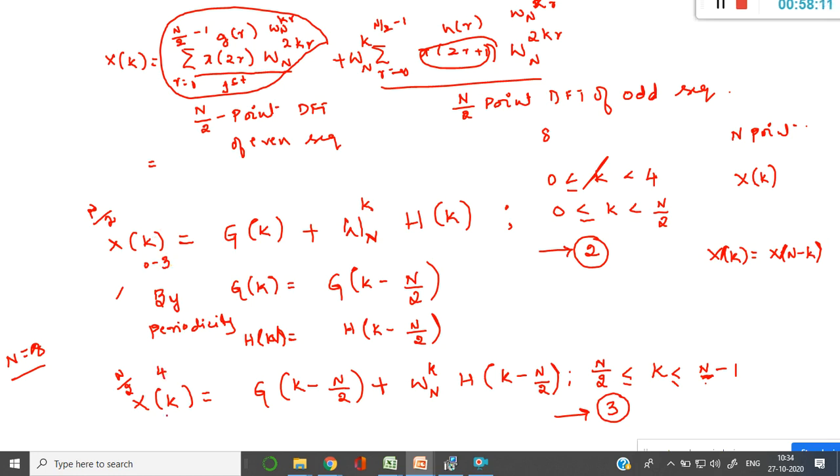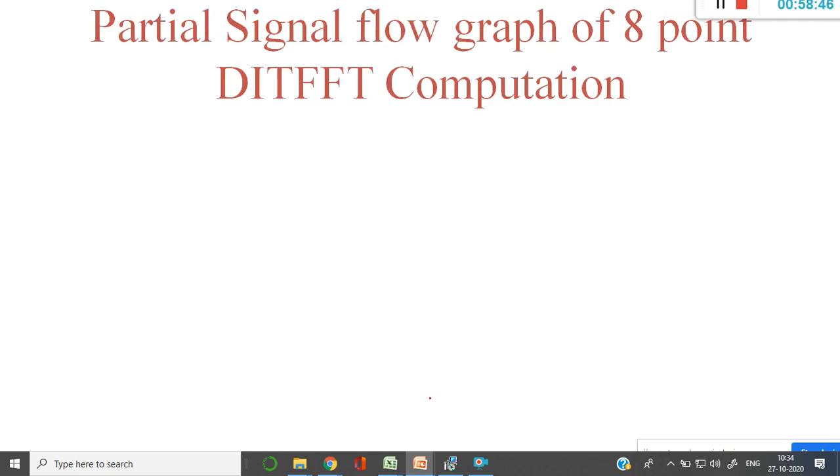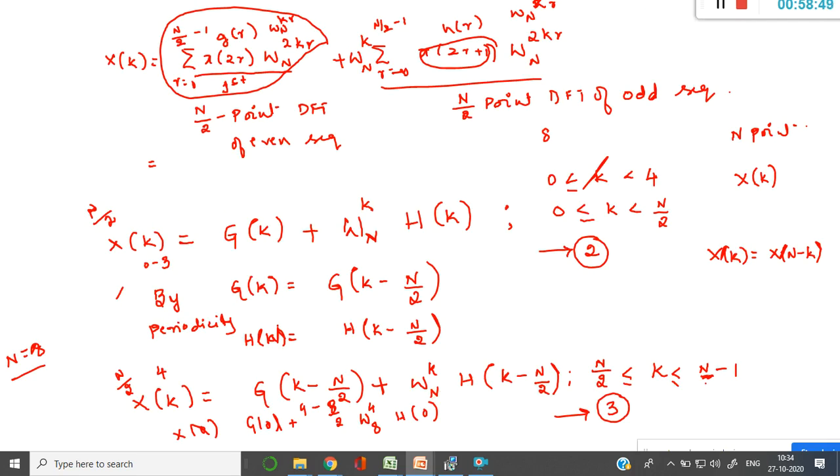What about 4? I'll come here now. X of 4 I will apply. What is this? X of 4 minus 8 by 2, it is nothing but 4. Once again it is nothing but g of 0 plus w 8 to the power of 4 h of 0 when x of 4 is computed. Similarly x of 5 is equal to what? G of 1 plus w8 to the power of 5 h of 1. So that is the computation of the x of k values.